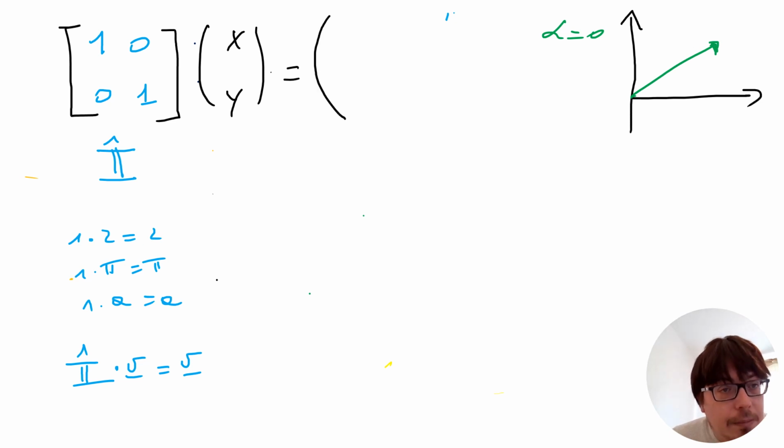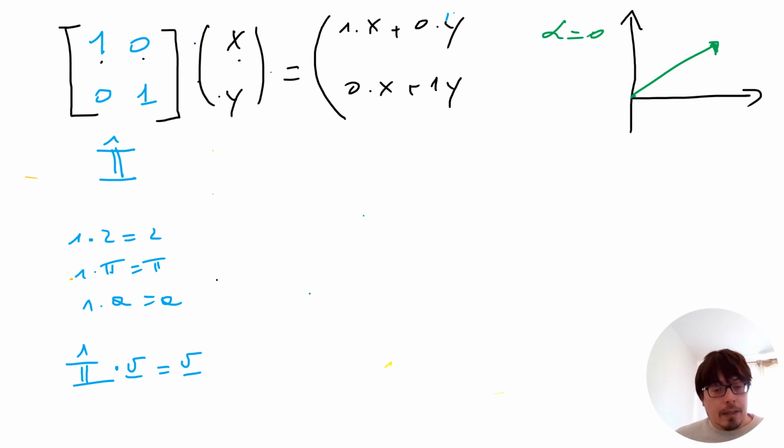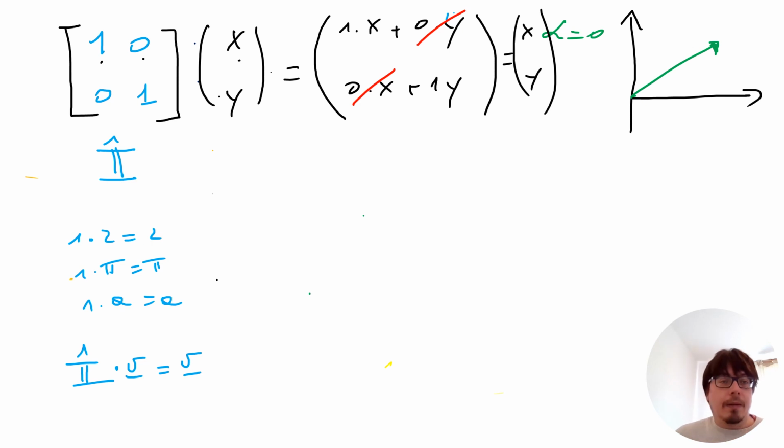Why is this the case? Because if we multiply, this times this is 1 times x, and then the second one times the second one is 0 times y, and then we do 0 times x plus 1 times y. Now these two terms are 0, so they cancel out. These other two are 1s, so we know that 1 does nothing to the number. Therefore, we have checked that our vector stays the same. So this is the easiest rotation that you can think of.